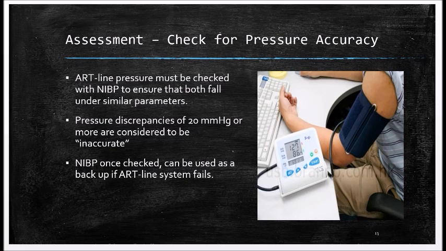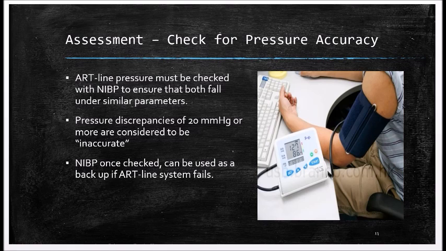Next, we have to make sure we check the arterial line for accuracy. That's usually done by comparing it to your non-invasive BP, so your cuff pressure, right? Your cuff pressure and your arterial line pressure might sometimes be very close to each other, and sometimes they will not be as close. But the rule of thumb is if the discrepancy is more than 20 millimeters of mercury, then that's considered to be inaccurate between both.